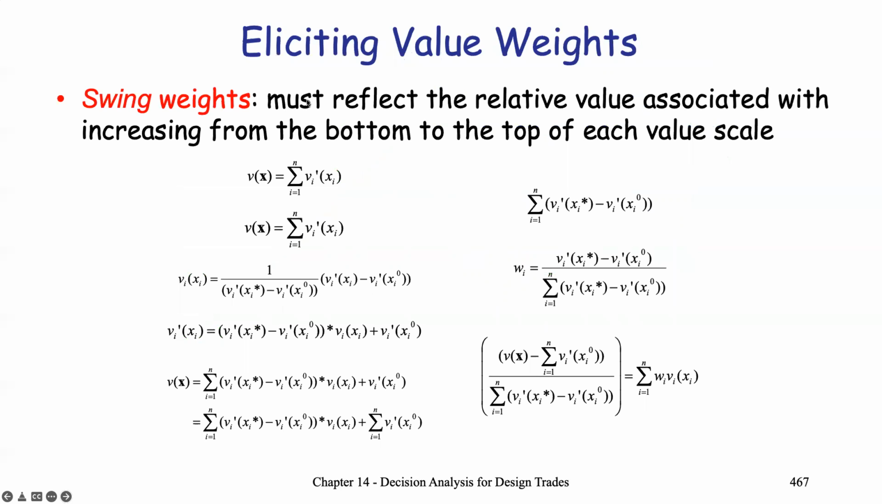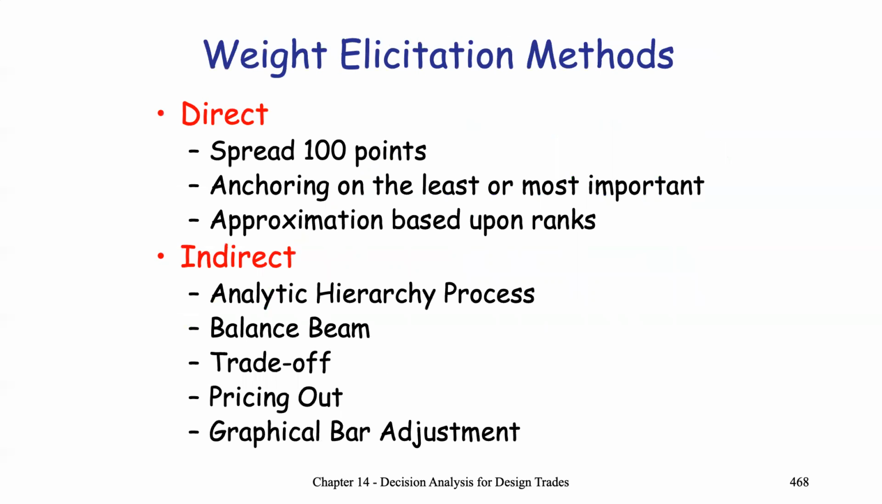Swing weights, if we are going to use them, must reflect the relative value associated with increasing from the bottom to the top of each scale value. In terms of weight elicitation methods, you can have direct or indirect. For direct, you can spread 100 points, anchor on the least or the most important, or use an approximation based upon ranks. For indirect, you can use an analytical hierarchy process, a balance beam, which we'll talk about a little here, or a trade-off, maybe doing a pricing out or a graphical bar adjustment.